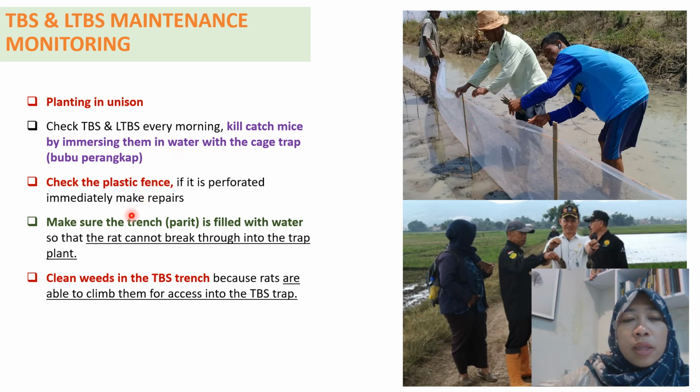Make sure the ditch or the trench is filled with water so the rat cannot break through into the trap line. Clean the weeds, because they are good climbers. So please clean the weeds, so they couldn't access the TBS easily.